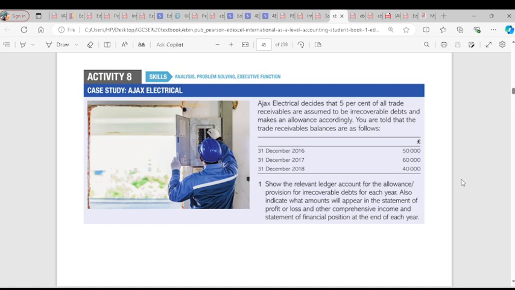But in January 1, 2018, 2,000 is our provision for irrecoverable debts, which goes to our statement of profit or loss. 2,000 goes to our statement of profit or loss. 1,000 goes to the irrecoverable debts in your statement of profit or loss on the credit side. Is it clear, please? Yeah. So that ends activity 8. We should do the next example slowly.